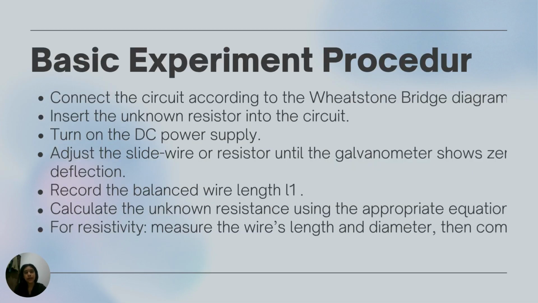The basic experiment procedure is to connect the circuit according to the Wheatstone bridge diagram, insert the unknown resistor into the circuit, turn on the DC power supply, and adjust the slide wire or resistor until the galvanometer shows zero deflection. Then record the balance wire length L1 and calculate the unknown resistance using the balance equation. The last is for resistivity: measure the wire length and diameter, then compute.